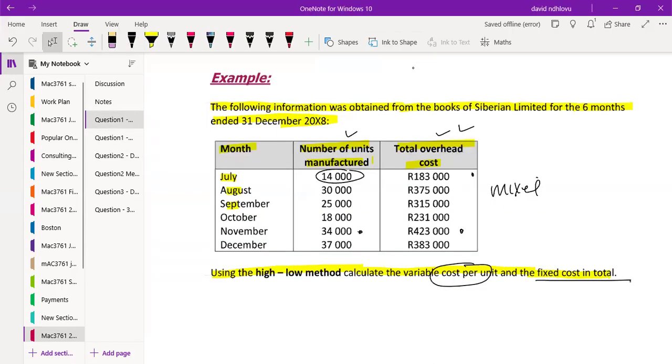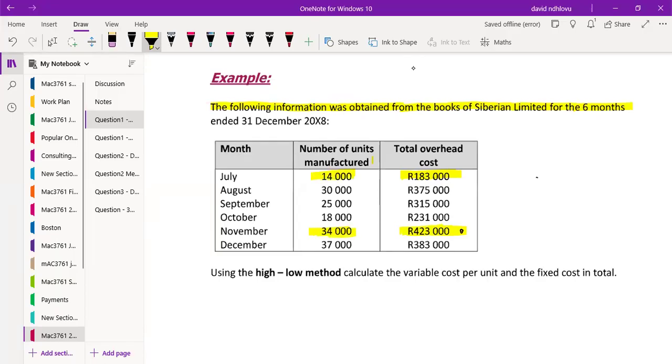What you must do when you do the high-low method is be guided by the highest cost. The highest cost here is 423, so you take that minus the lowest cost. And in terms of output, you must now match. If you have taken 423, you must make sure that you take 34,000 minus 14,000. Now we have a situation here where December gives you the highest output.